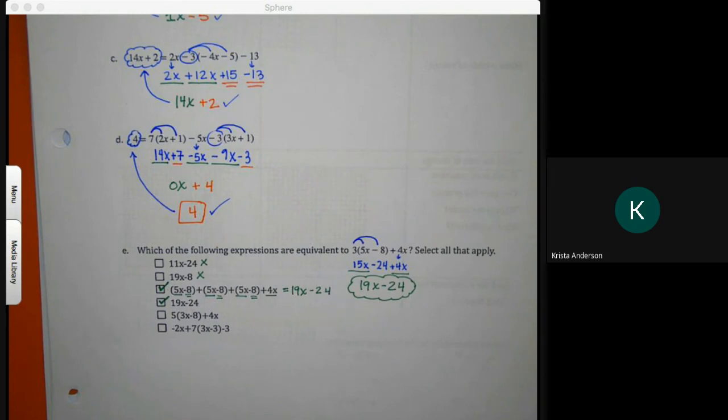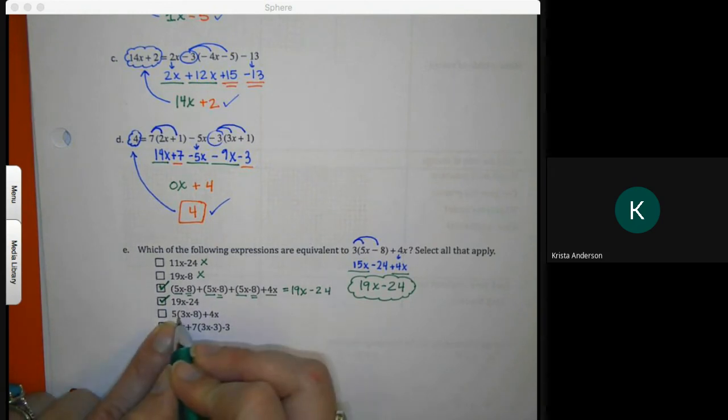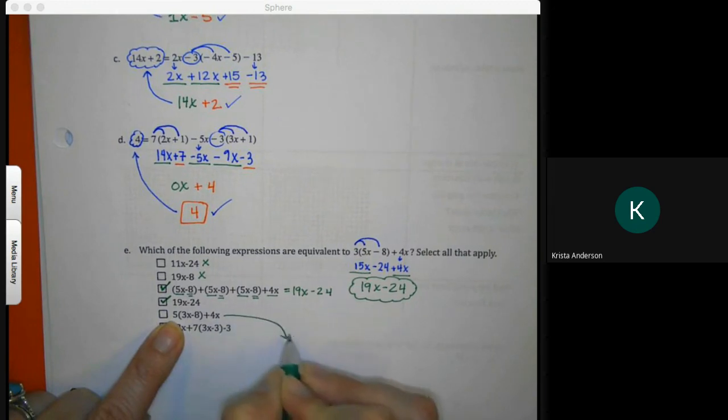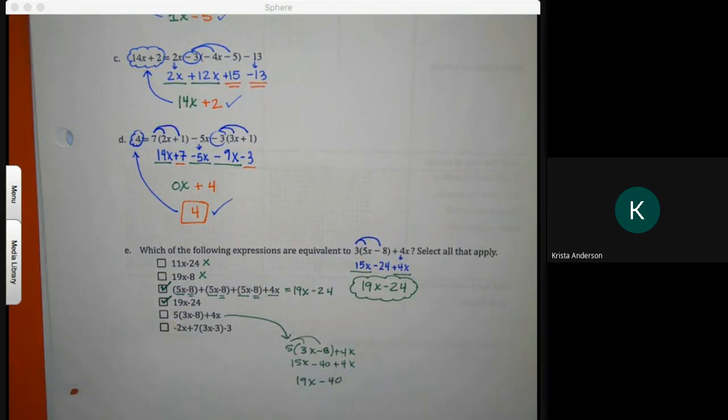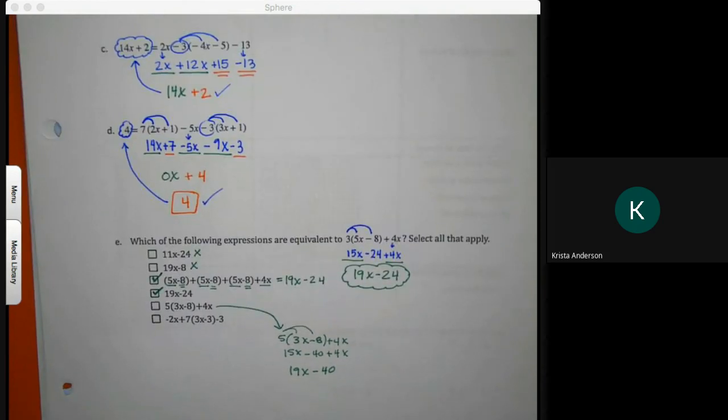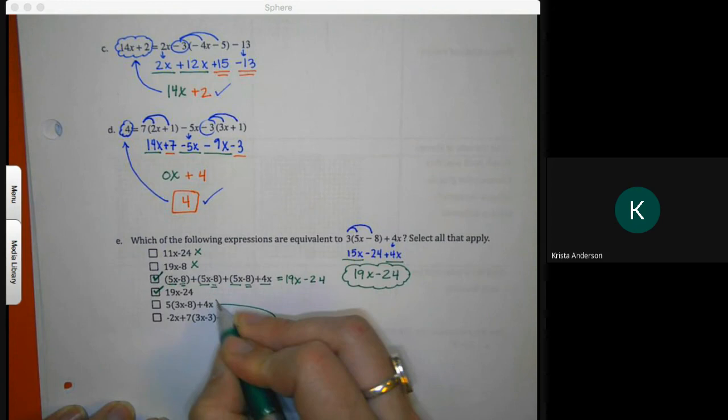What about this one? What happens when I simplify it? 5 times 3 is 15x. 5 times negative 8 is negative 40 plus 4x. That would be 19x minus 40. That does not work. Nope.